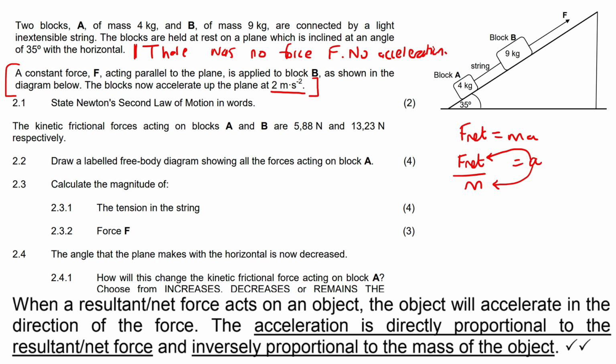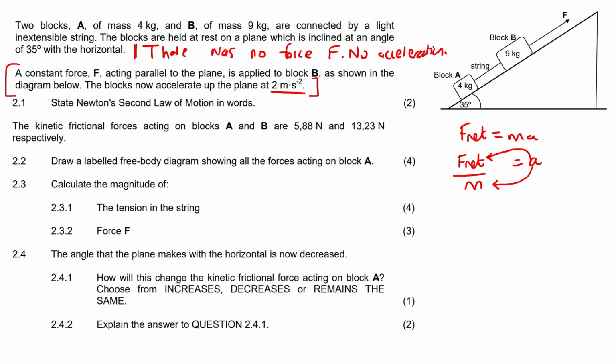Here is the proper definition from the memo. When a net force acts on an object, the object will accelerate in the direction of that force. The acceleration is directly proportional to the net force and inversely proportional to the mass of the object. They tell us here that the kinetic friction force acting on blocks A and B is this and this respectively. When they use this word respectively, it means that A goes with the first one because that was the first letter, and then B goes with the second one. Okay?